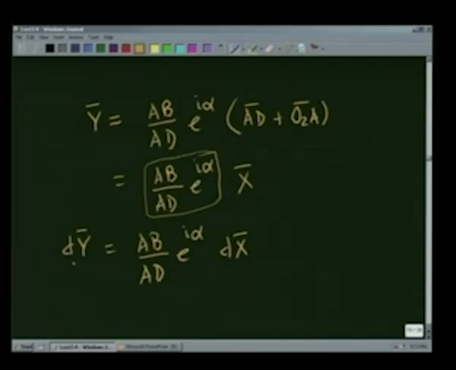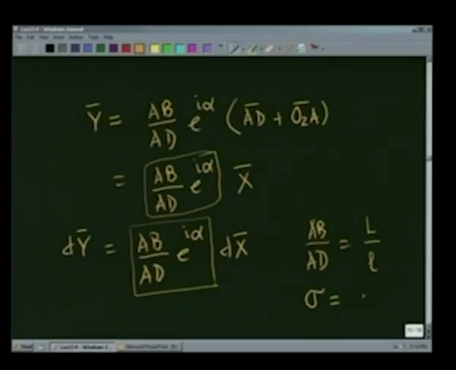So, we see that movements of y and x are very similar, but for this factor. That means the movement is magnified by a factor AB by AD, which is the scale of reproduction, which I wrote earlier, L by L, and there is a rotation through an angle alpha in the counterclockwise sense. So, sigma, that is the change in orientation of the reproduction, is equal to alpha.